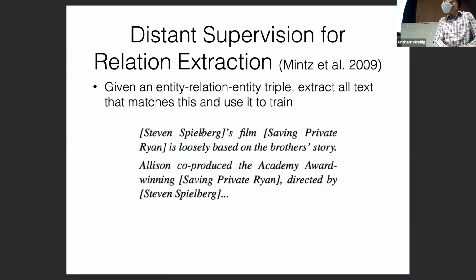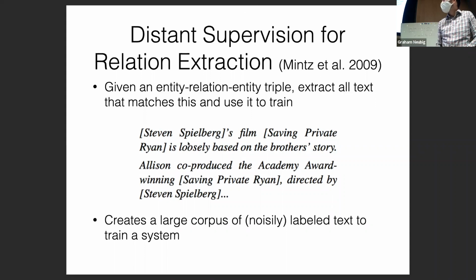And add them essentially as positive training examples for this relation classifier. And here, with Steven Spielberg and Saving Private Ryan, the relationship is producer, or director of. And we can see the second one very unambiguously indicates that Steven Spielberg is the director of Saving Private Ryan, whereas the first one does not unambiguously indicate that. But nonetheless, this would still be added as a positive training example. So this is a very cheap way to create a large corpus of noisily annotated data.